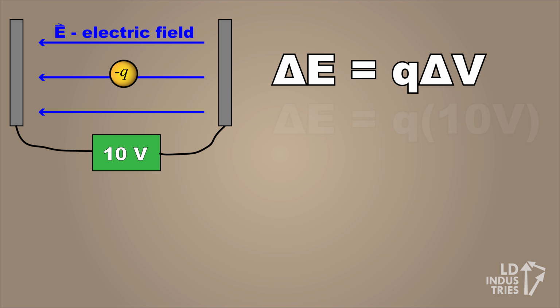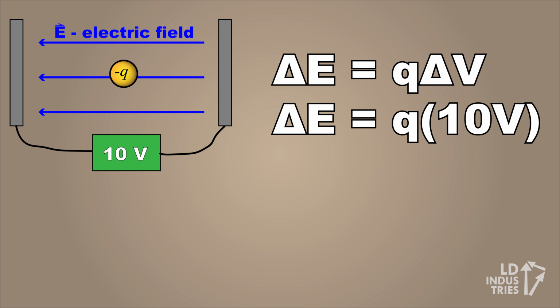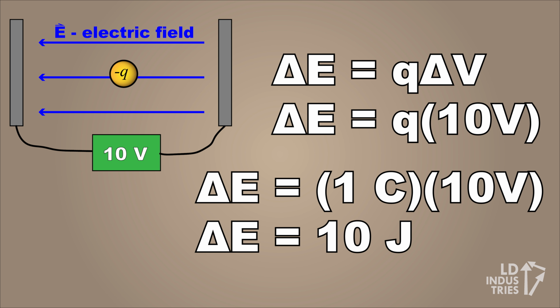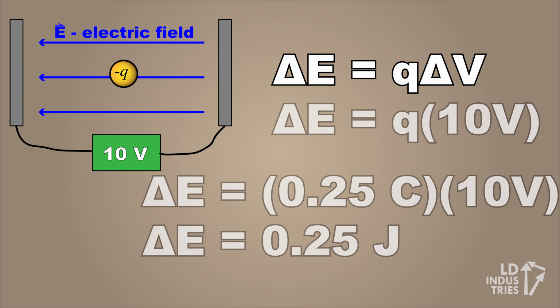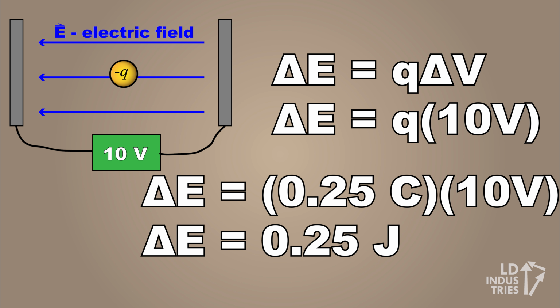Let's say I ask you to move through an area of space where the electric field creates an electric potential difference of 10 volts, or 10 joules per coulomb. And maybe you have 1 coulomb of charge, so moving through this electric potential difference means you'll gain or lose 10 joules of electric potential energy. And maybe you have a friend who has a negative charge of magnitude 0.25 coulombs. Your friend also moves through an electric potential difference of 10 volts, so your friend will gain or lose 0.25 joules of electric potential energy.